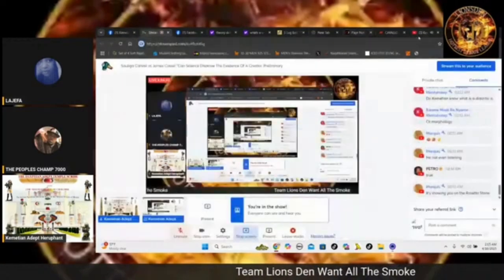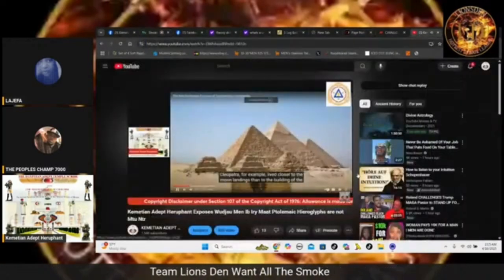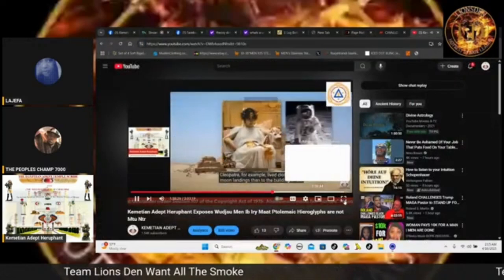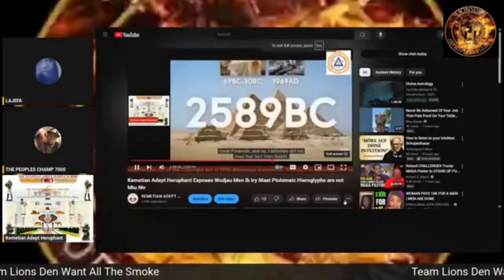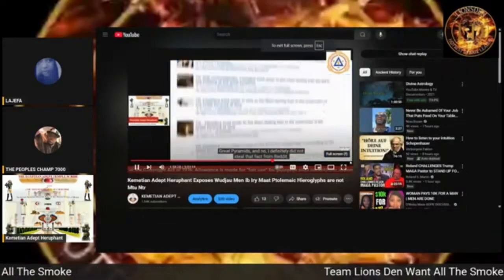What you have to remember about Egypt is that it's really, really old. Cleopatra, for example, lived closer to the moon landings than to the building of the Great Pyramids. And no, I definitely did not steal that fact from Reddit.